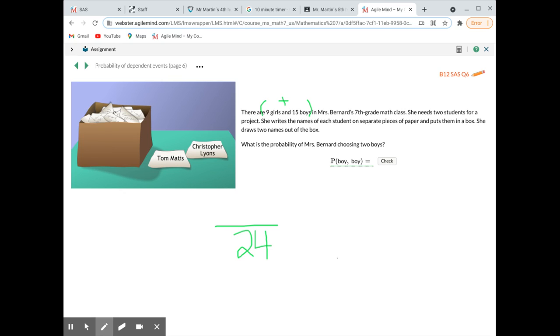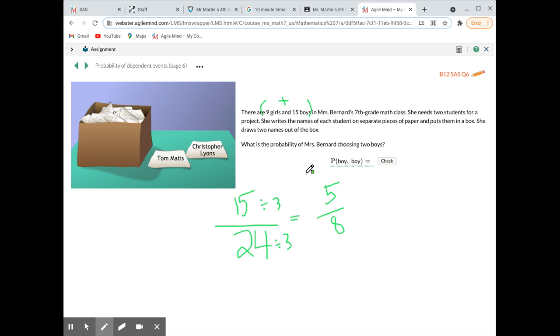15. That's right, 15 out of 24. Now, can we simplify 15 24ths? Yes. What can I divide them both by? 3. I can divide them both by 3. 15 divided by 3 is what? 5. And 24 divided by 3 is? 8.